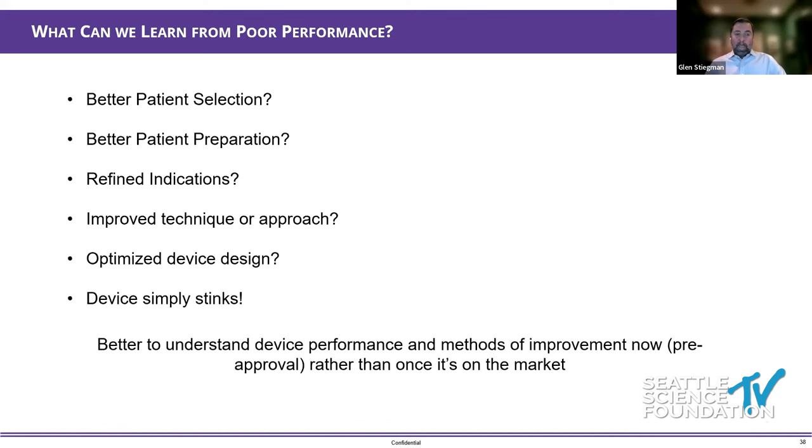And what can you learn from all of this poor performance? Maybe it's better patient selection, patient preparation, refined indications, improved techniques, optimized device design, or the device just simply sucks. That's been a scenario too that we've come across. So it's better to understand a lot of this performance and methods now rather than once it's released. You guys in the room have the best hands in the world. If it's not performing in your OR and in your patients, then it's not going to perform any place else. So getting ahead of it and understanding what's going on is obviously the best approach.